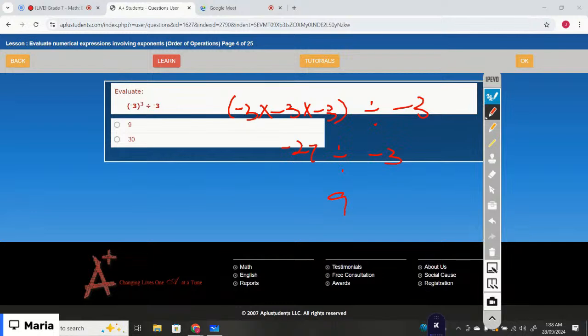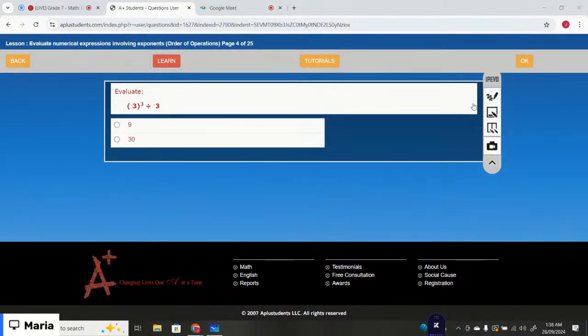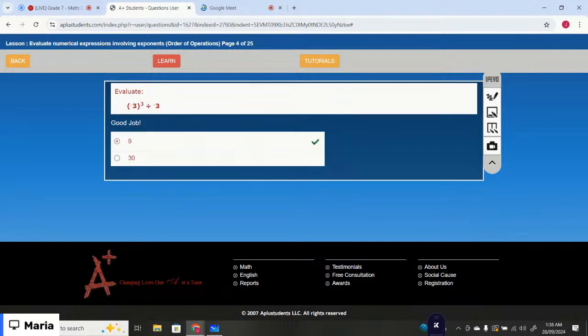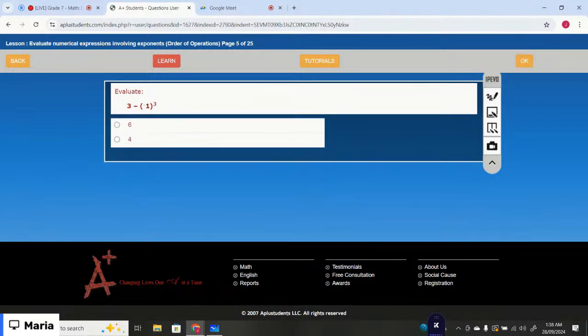Let's move on to the next one. Option number 1 is the correct option. And the next one is 3 minus negative 1 cube. Which is the correct option?